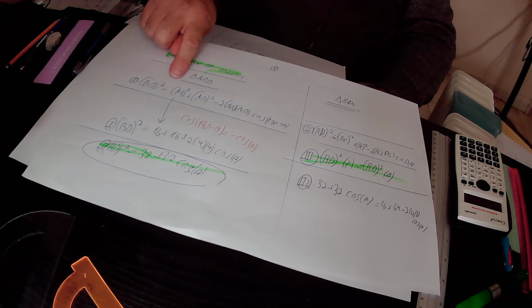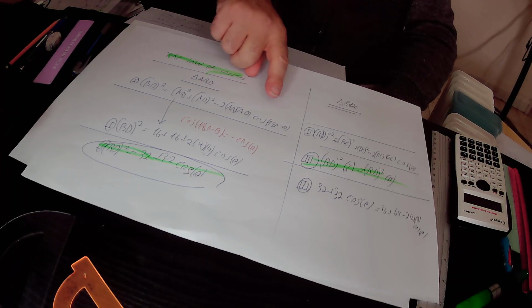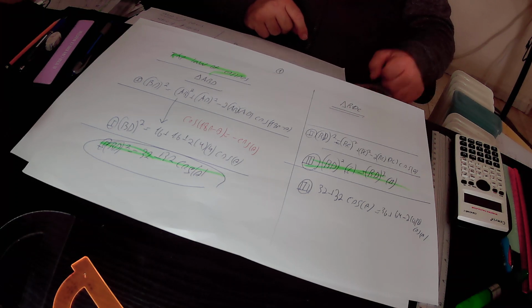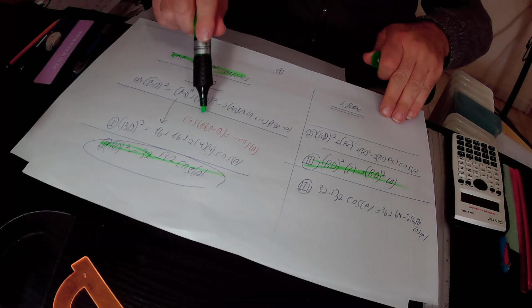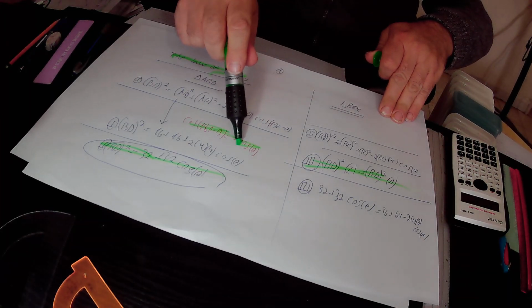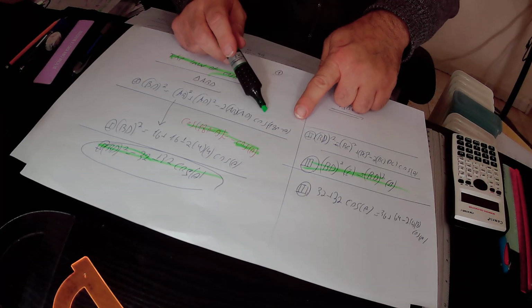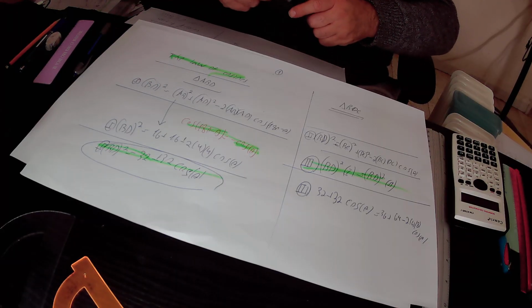BD squared equals AB squared plus AD squared minus 2 times AB times AD times cosine of (180° minus theta). We have the trigonometric identity that states that cosine of (180° minus theta) equals minus cosine theta. So we can substitute cosine of (180° minus theta) by minus cosine theta. We did it, and we found out that BD squared equals AB squared.